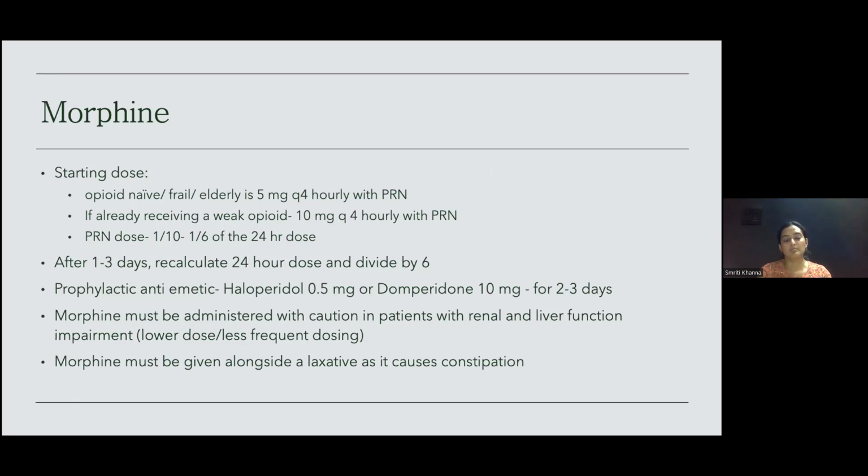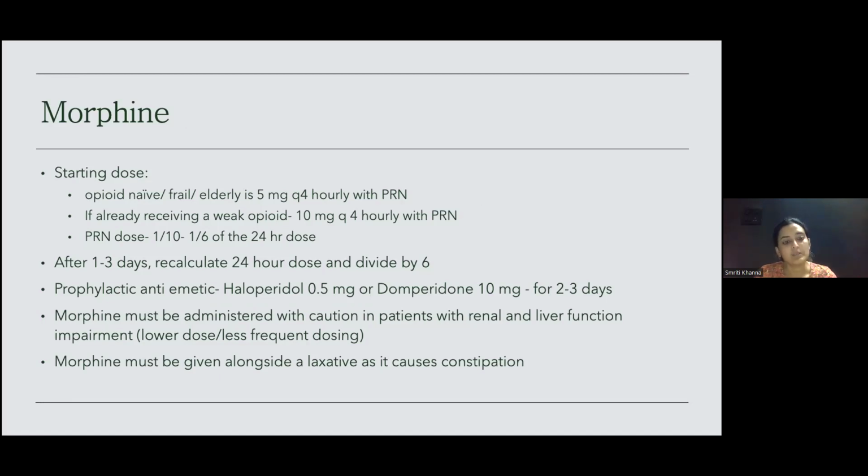So starting a little bit of opioid prescribing at this point. Most commonly, the strong opioids that we will be giving will be morphine. So the starting dose in either an opioid naive patient or a frail or an elderly patient is going to be 5 milligram 4-hourly with PRN or SOS doses. If the patient is already receiving a weak opioid like tramadol or tapentadol, the starting dose will be 10 milligram 4-hourly with PRN or SOS doses.